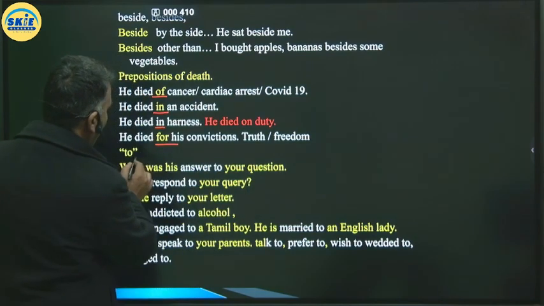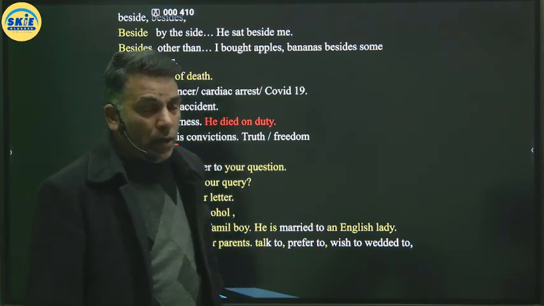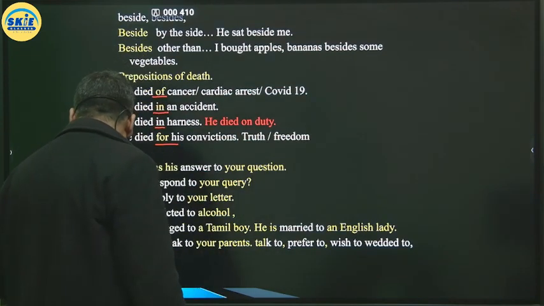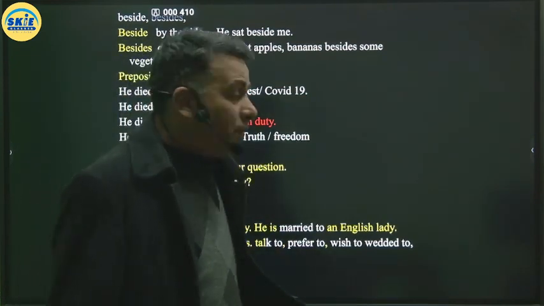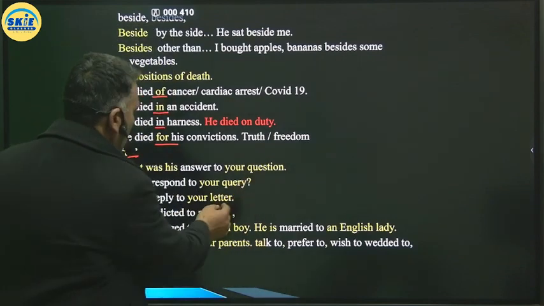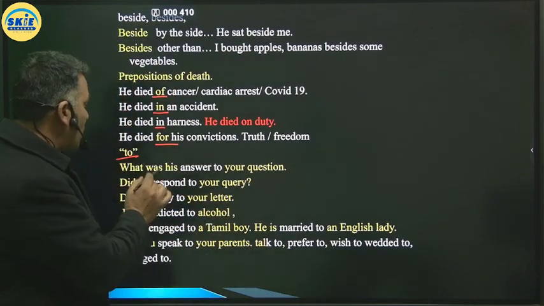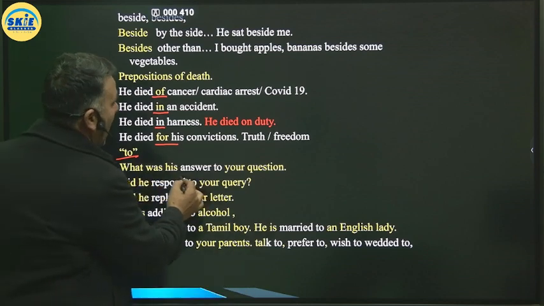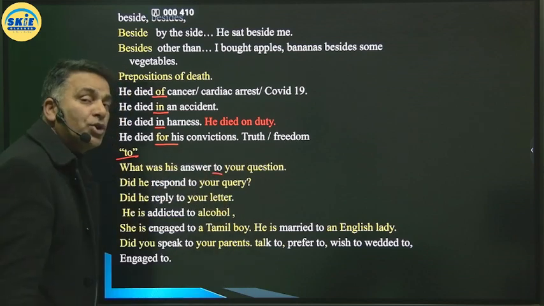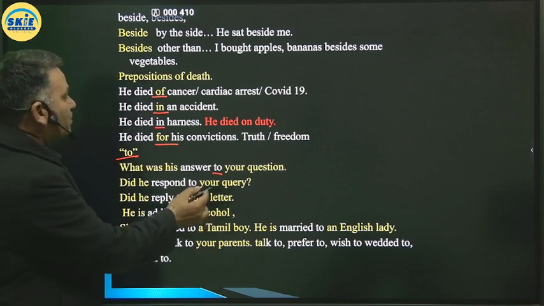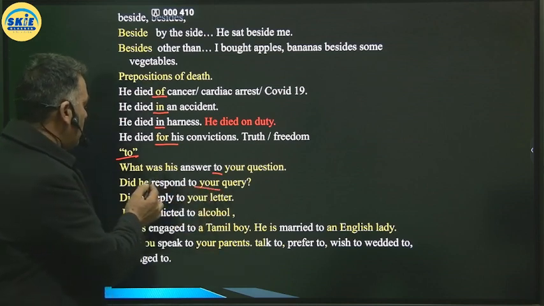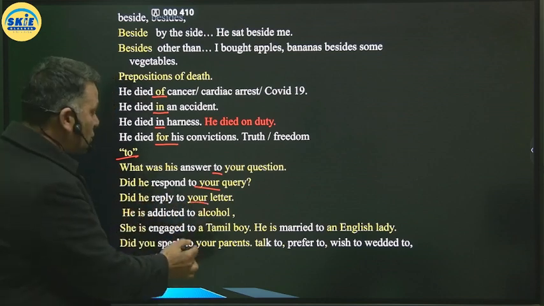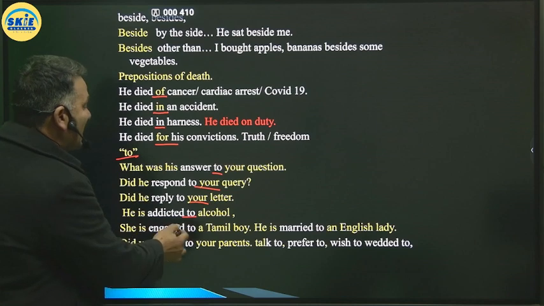And now you have this preposition to. This is a very commonly used preposition, okay? You have to look at and you have to see. I'm just going to read the examples and you will see where to use this. What was his answer to your question? Did he respond to your query? Did he reply to your letter? He is addicted to. She is engaged to.